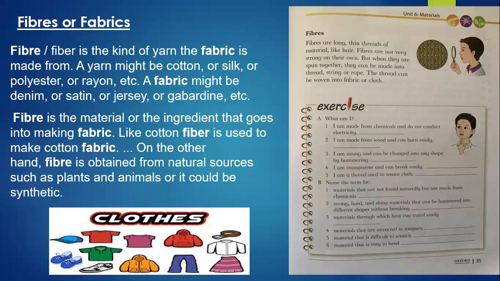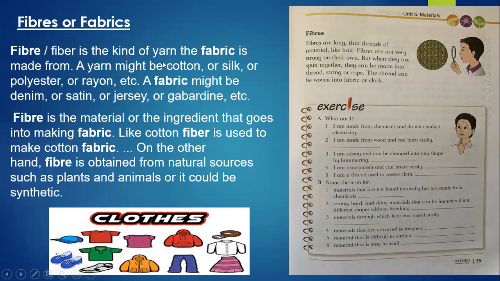Okay, then what we have, the last kind of material, fibers. Fibers are long, thin threads of material like hair. Fibers are not very strong on their own, but when they are spun together, they can be made into thread, string, or rope. The thread can be woven into fabric or cloth, just like the dress you are wearing. It is made by fibers.